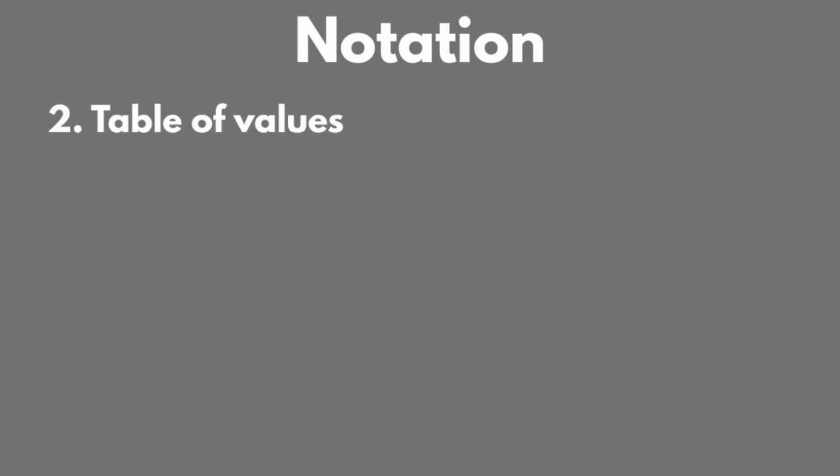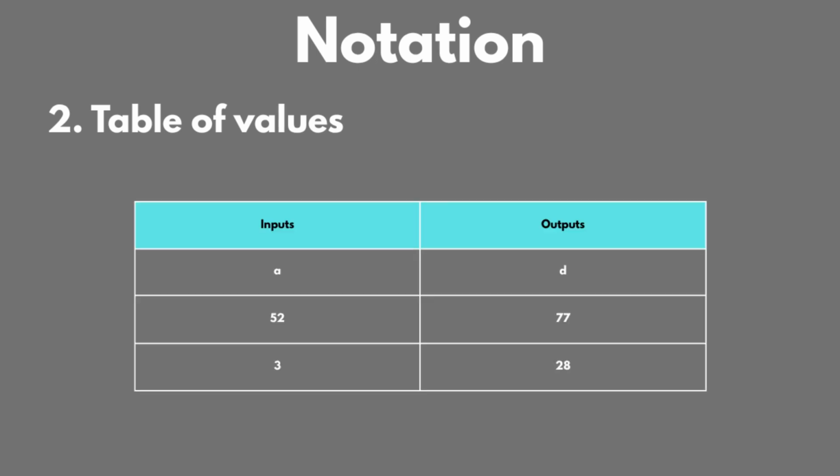Then, we have the table of values as a form of functions. This one is very similar to the arrow diagram, but it is represented as a table. This is an example of a table of values. On the left, we have different inputs, and on the right, we have the output that they give. For instance, if we give 3 to this function, we will get 28 as our output. The same goes for this form as well. 2 separate inputs can give you the same output, but a single input can't give you 2 outputs.